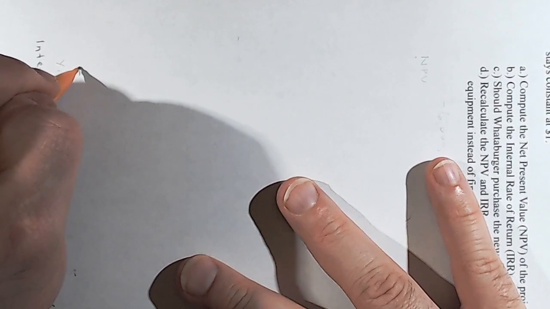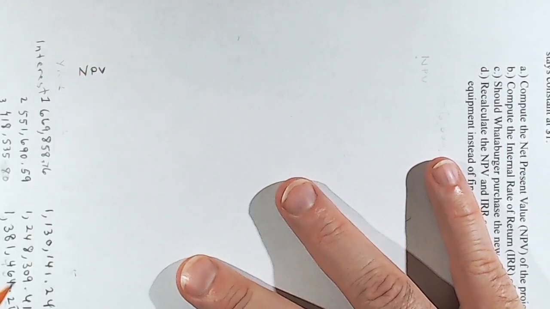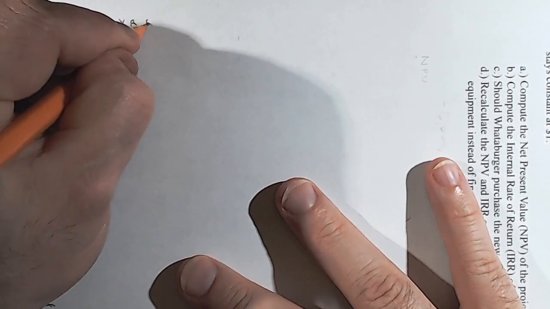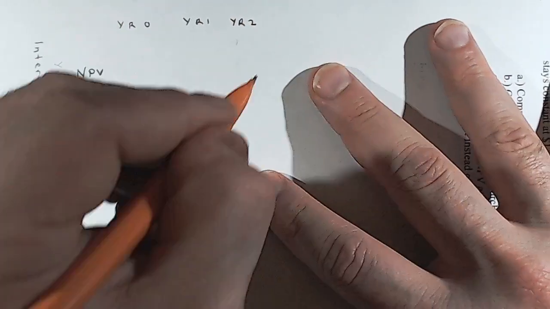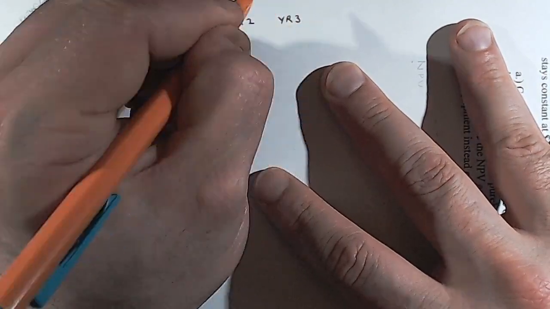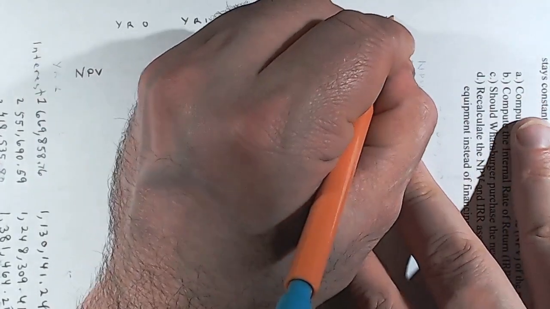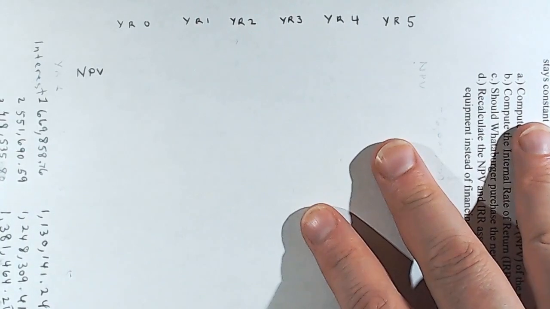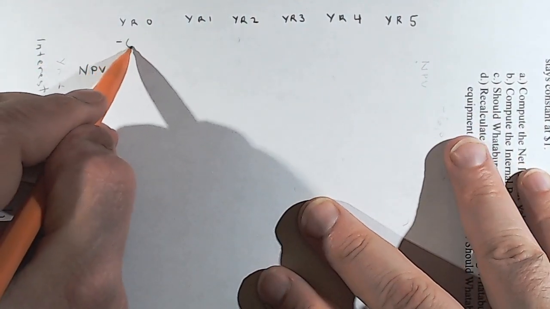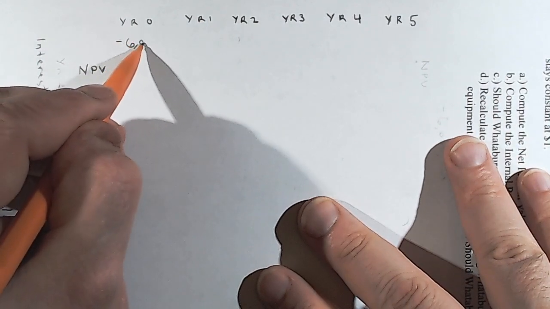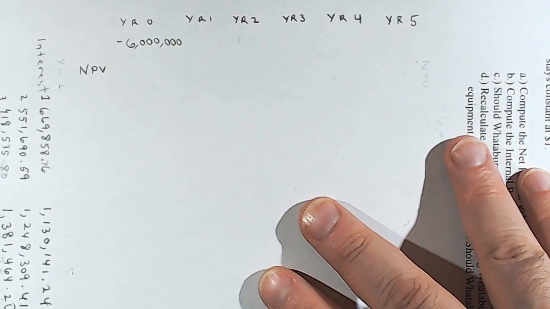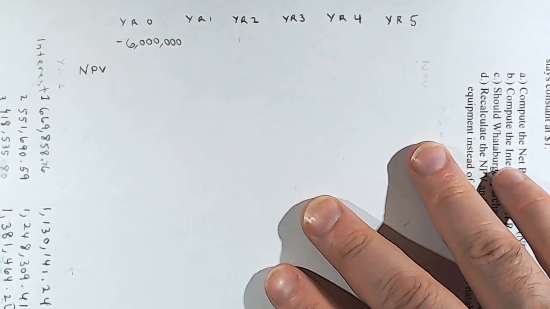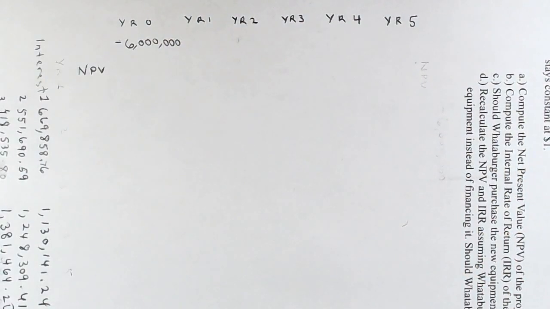So to compute net present value, here's what you do. So you have your years. You have year zero, year one, year two, year three, year four, and year five. See that? So in year zero, I spend $6 million. Well, if you think about it, I don't actually spend $6 million because I'm financing the whole thing. I think this will still work.